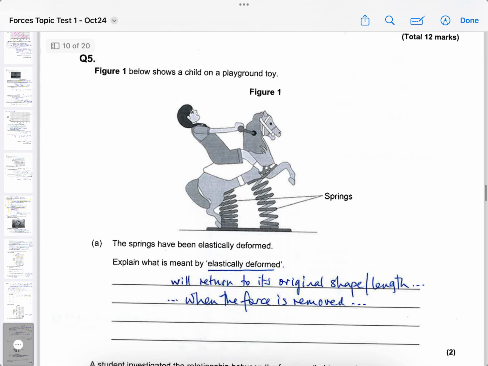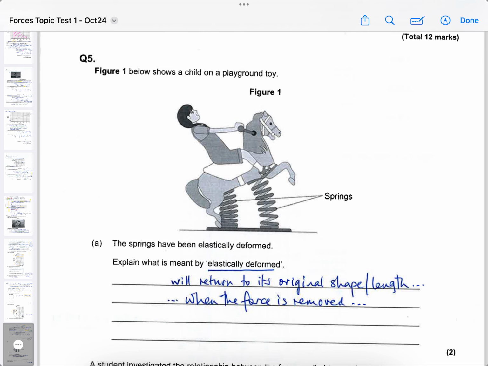Next question, question 5. A toy horse, the image below shows a child on a playground toy. The springs at the bottom look quite sturdy and strong. The springs have been elastically deformed. What is meant by elastically deformed? Well, if it's elastically deformed, it's still elastic. It will return to its original shape or length. It means it's not permanently deformed.